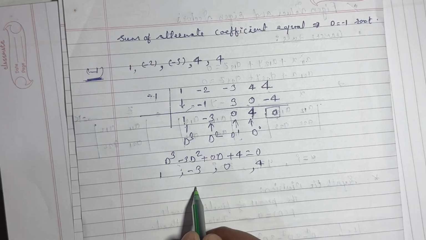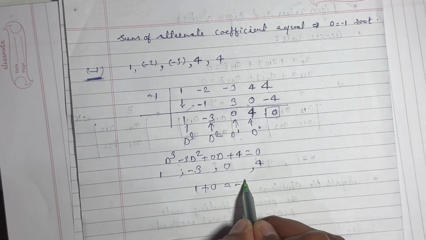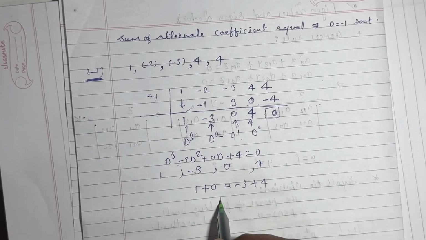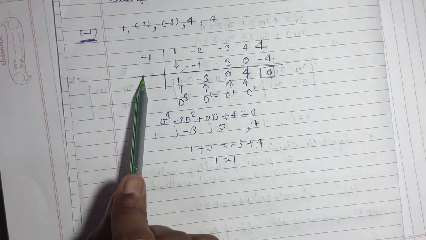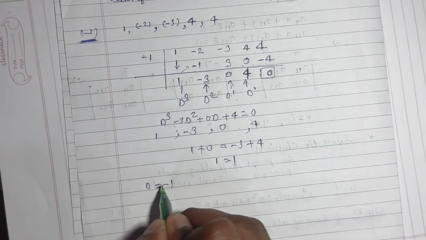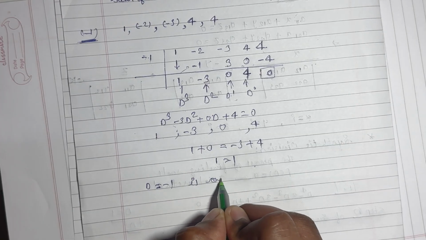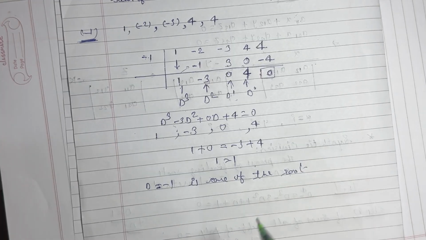Okay, 1 plus 0, which is equal to minus 3 plus 4. Minus 3 plus 4, you can write 1, which is equal to 1. So the sums of alternate coefficients are equal, so obviously we say that d is equal to minus 1. This implies d equal to minus 1 is one of the roots of our given polynomial.